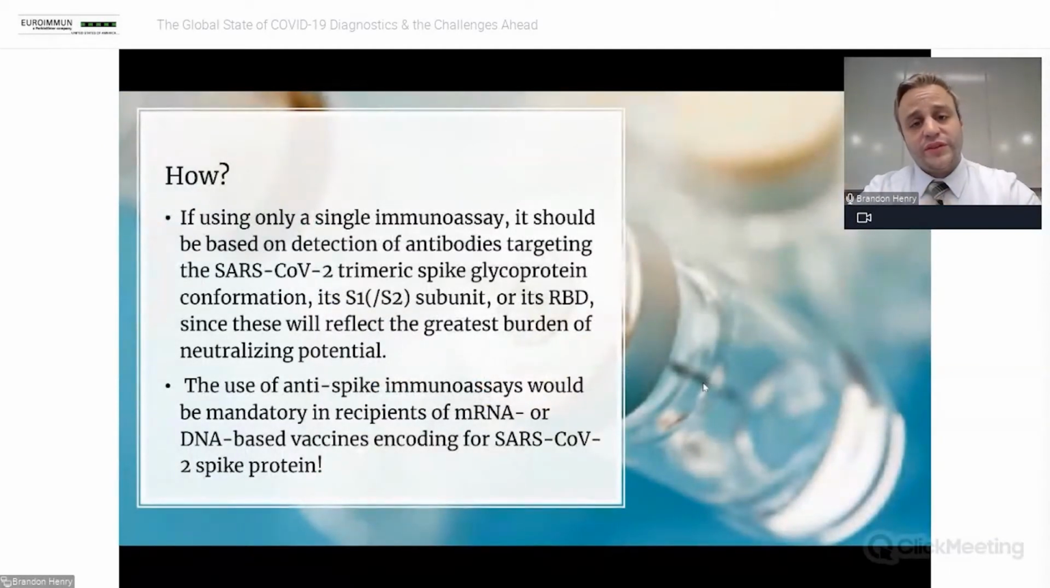So if we're only, though, using a single immunoassay to assess vaccine efficacy, which I don't recommend, you should use an assay that specifically targets the trimeric spike glycoprotein conformation, the S1, S2 subunit, or the RBD, since these tend to best reflect the burden of neutralizing potential. The use of anti-spike immunoassays is mandatory in those who receive the mRNA and DNA vaccines, because as I pointed out, the mRNA vaccine only codes for the spike protein. So, for example, you can't use an assay that's targeting the nucleocapsid protein.